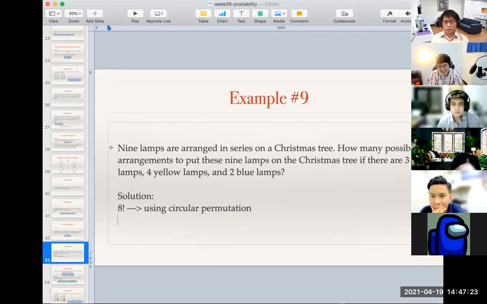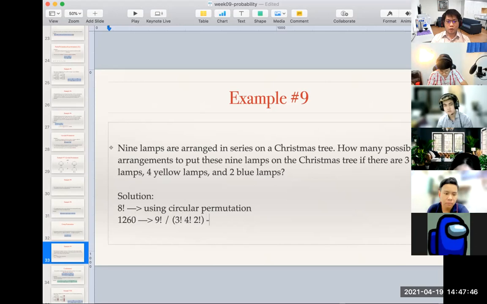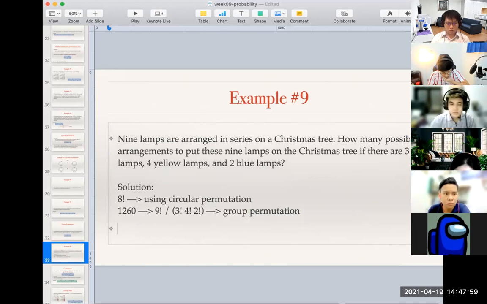1260. So where do you get it, Kathleen? Where do you get this number? 9 factorial divided by 3 factorial times 4 factorial times 2 factorial. So this one is following the group permutation, right? Okay, any other answers? Maybe you are using this formula.